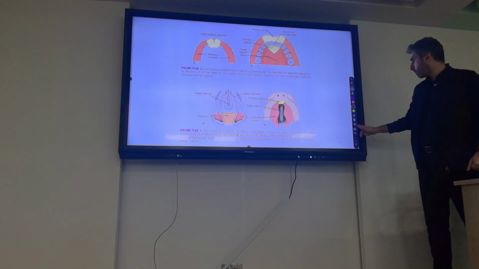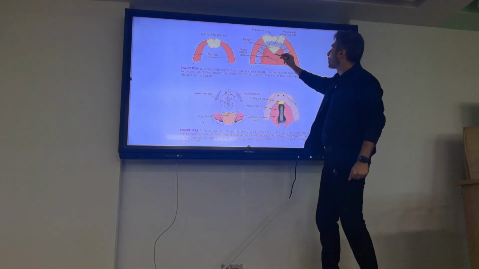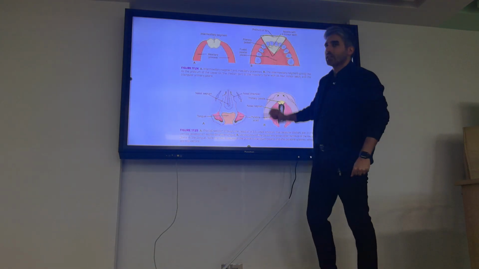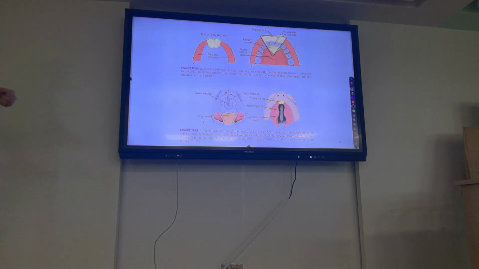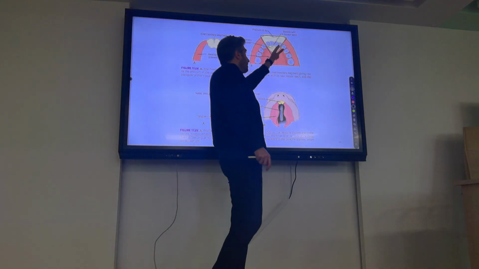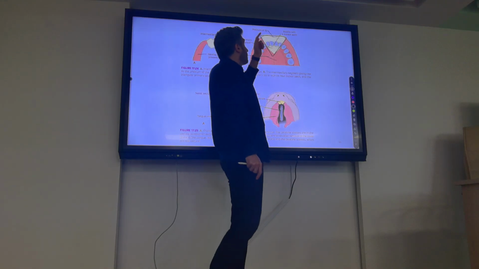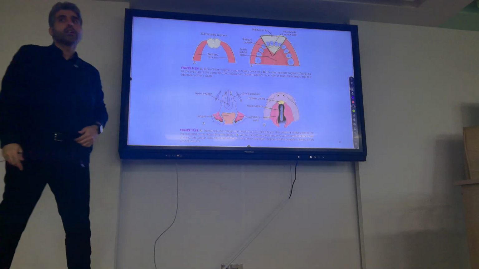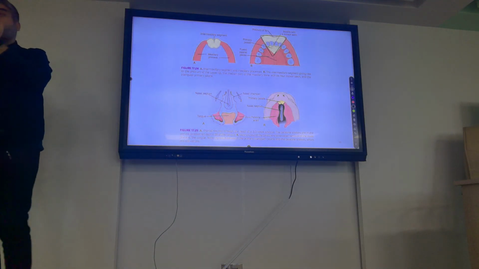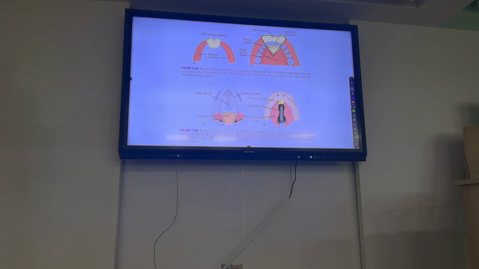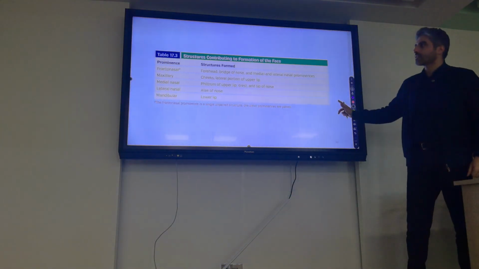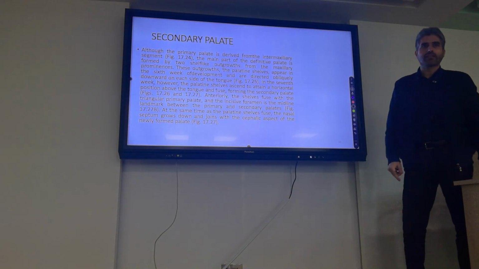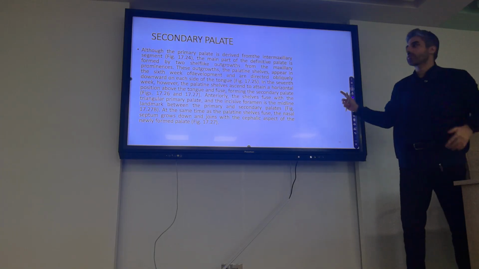Look at the primary plate in the hard palate. I told you this one is also from the intermaxillary segment. So you can see in the picture the four incisive teeth, the primary hard palate, and the philtrum of the lip are here. So what about the other part of the hard palate? The hard palate is very big. We say the second palate or secondary palate makes the other part of the hard palate.